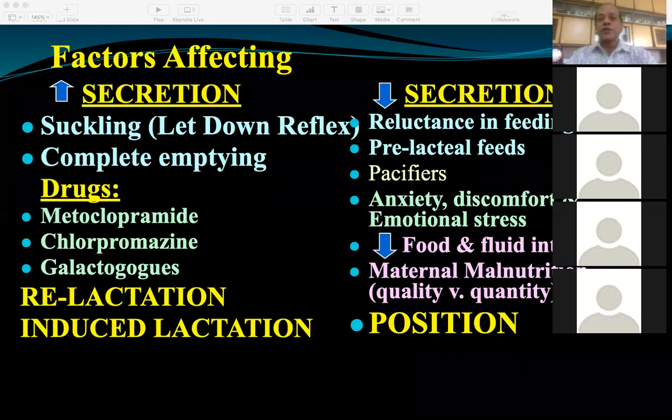The factors which decrease the secretion are reluctance in feeding. As we discussed, it is very important for the mother to have confidence. Prelacteal feeds, pacifiers, anxiety, discomfort or emotional stress, decreased food and fluid intake by the mother, maternal malnutrition, and of course the position which we discussed. So you have to keep all these things in mind, which will increase or decrease the secretion.